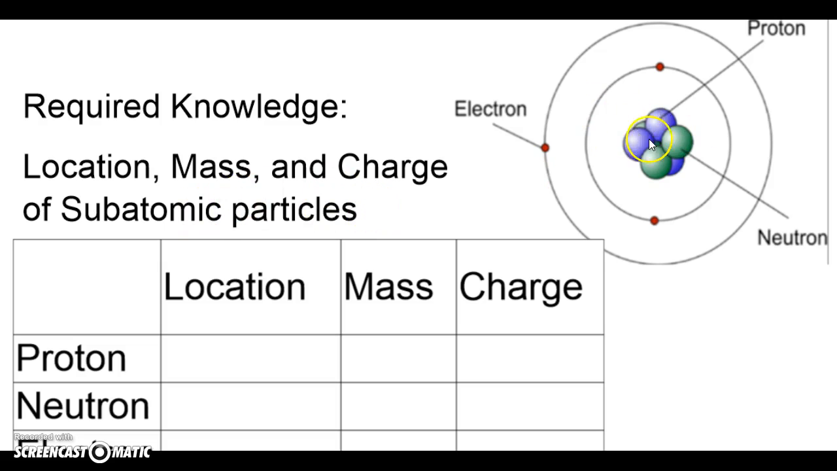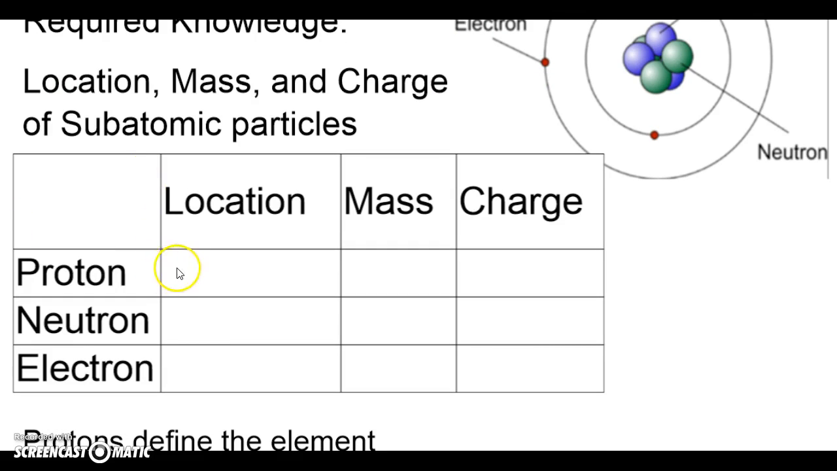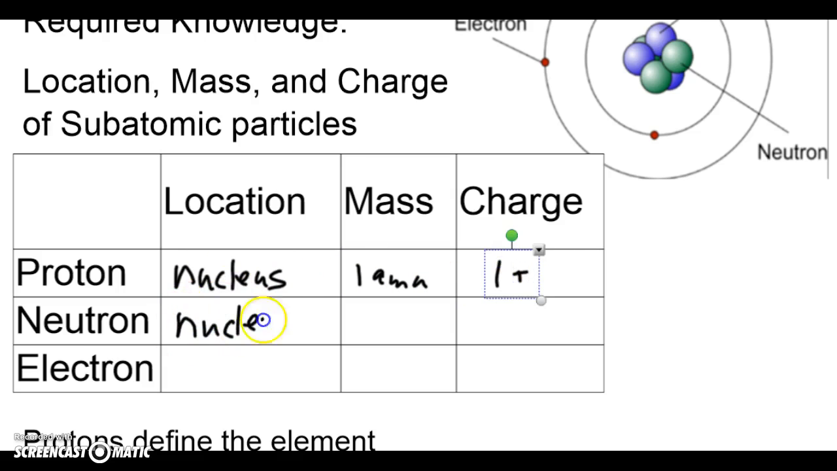Here they are. So we've got our protons and neutrons in our nucleus and our electrons on the outside. So we can go ahead and fill in this little chart. So protons are in the nucleus. They have a mass of 1 AMU and a charge of 1 plus. The neutrons are also in the nucleus, again with a mass of 1 AMU, that's atomic mass unit, and they are neutral. The electrons are in the electron cloud. They don't have mass, and they have a charge of 1 minus.